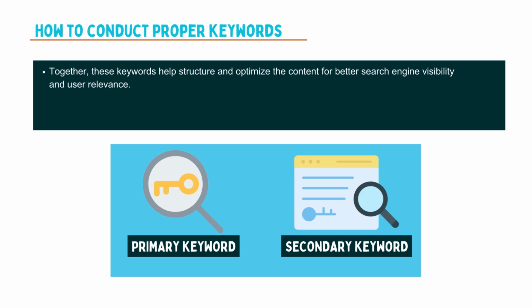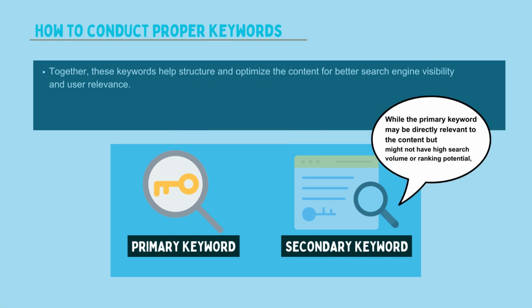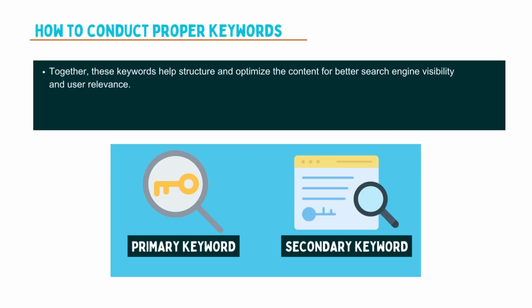The reason for selecting both a primary and secondary keyword is to increase the chances of ranking for relevant terms. While the primary keyword may be directly relevant to the content but may not have high search volume or ranking potential, the secondary keyword serves as an additional opportunity. The secondary keyword should be relevant to both the primary keyword and the content, and there is a possibility of ranking well for it. By targeting two keywords instead of just one, you provide yourself with a better opportunity to rank for multiple relevant terms, expanding your visibility and attracting a broader range of potential visitors.